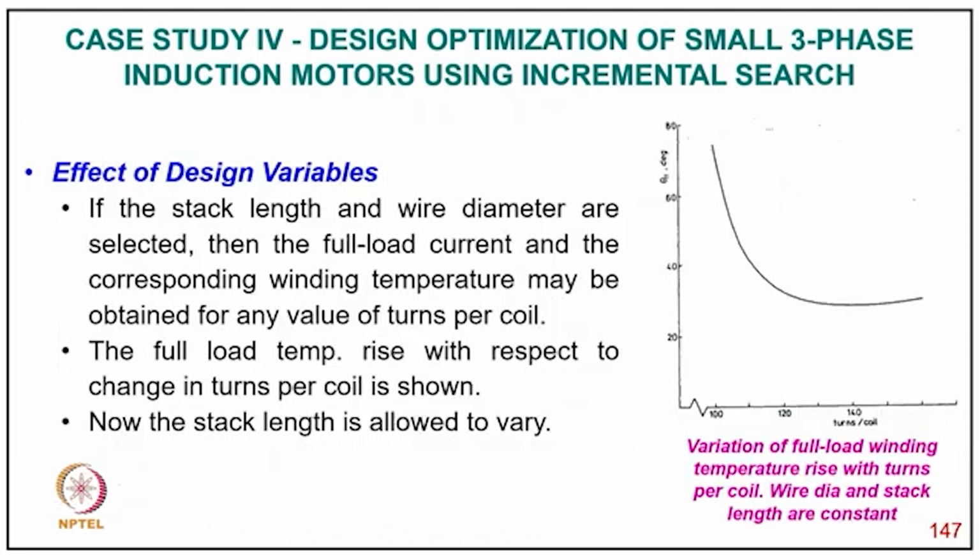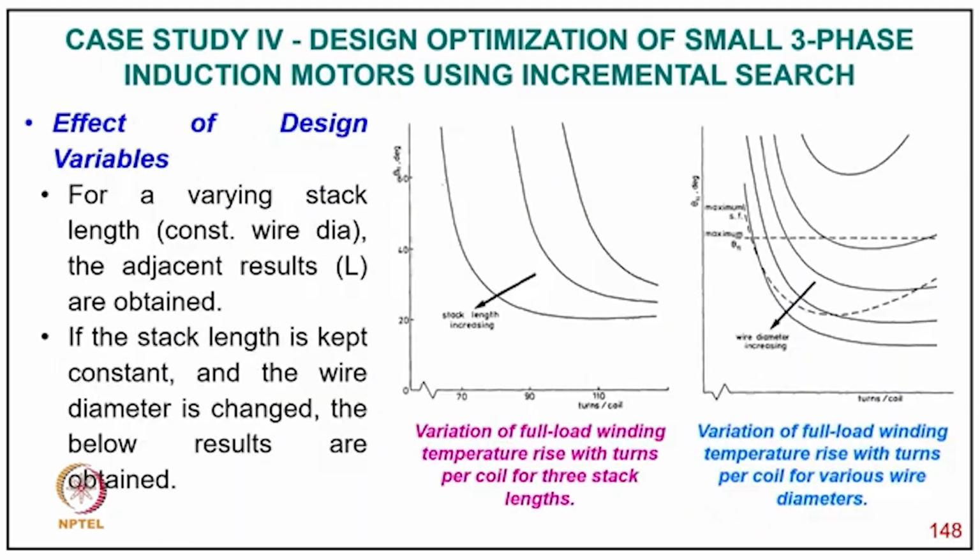So here is the effect of design variables in the sensitivity analysis, typically how it affects the temperature rise. So stack length and wire diameter are selected, then the full load current and the corresponding winding temperature may be obtained for any value of turns per coil, and the full load temperature rise with respect to the changed value. And now the stack length is allowed to vary, and typically the temperature changes with the turns per coil. And similarly, you see the sensitivity analysis corresponding to varying the stack length, as you see with typically different stack lengths, how it is changing. Typically, the temperature rise with turns per coil for different values.